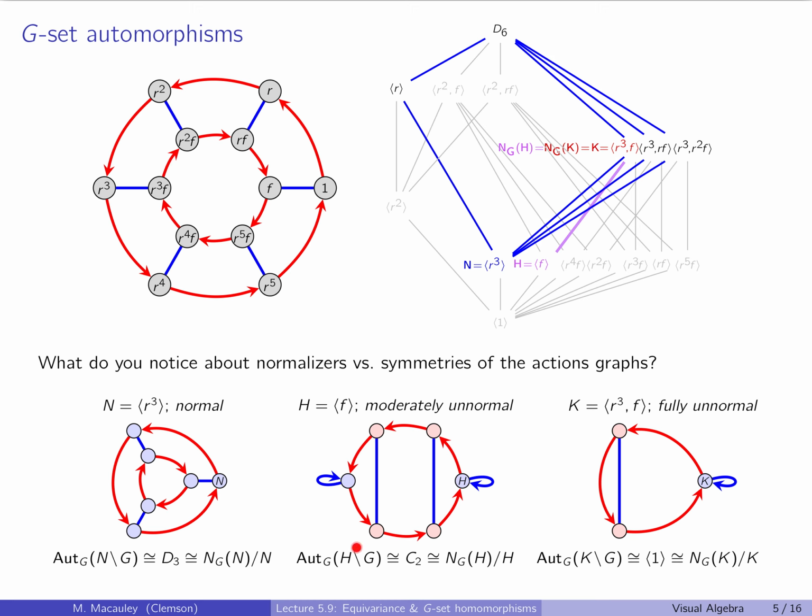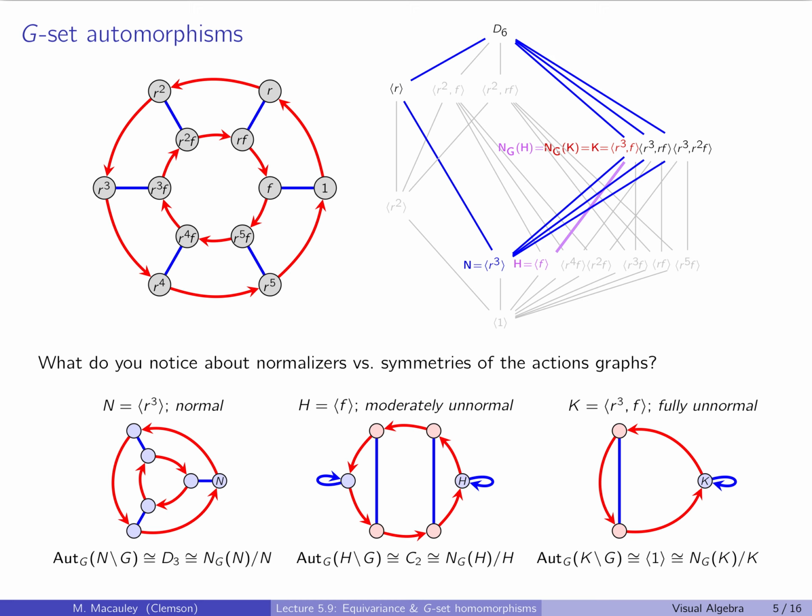Over here, we have this action graph. H locally looks like only one other node here. So in the Cayley graph, the normalizer mod H has order 2. And so the G-set automorphism group here is going to have order 2 as well. Notice how these two nodes locally look the same and these two nodes locally look the same.